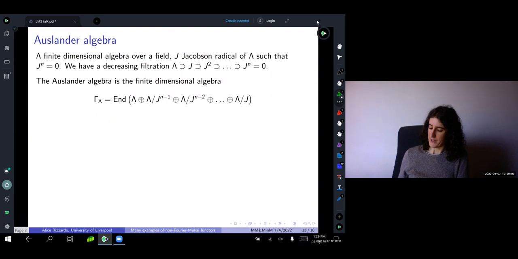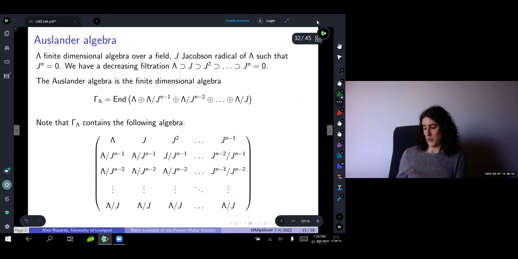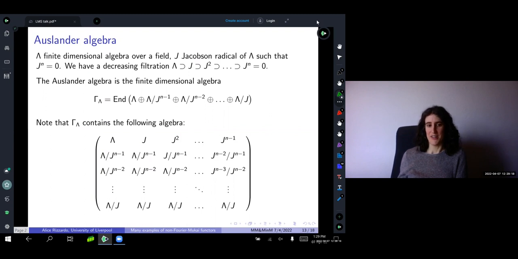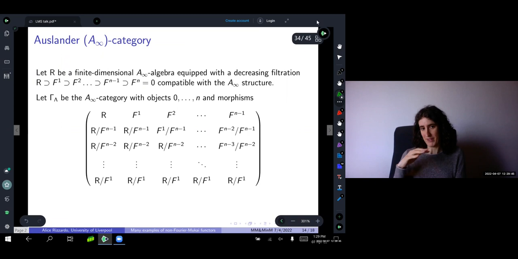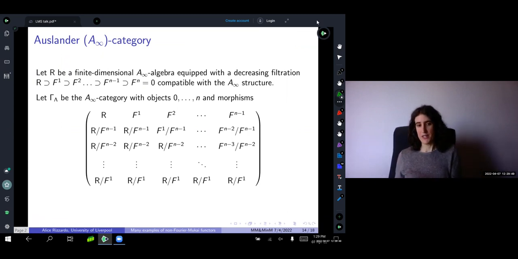And so this algebra, we wanted to put it in a way that we liked. You can write this as a matrix. This matrix is a little bit smaller, but is good enough for us. For example, the endomorphisms from lambda to lambda gives the lambda in the top right corner, and so on and so on. Then you can do the same thing with an A infinity algebra equipped with a decreasing filtration, which is compatible with the A infinity structure. You can write down exactly the same matrix, where before you had the filtration by the Jacobson radical, and now you just have a filtration which is compatible with the A infinity structure.